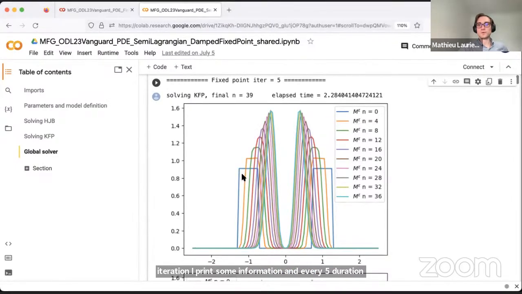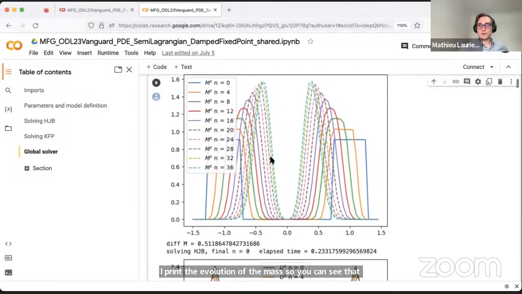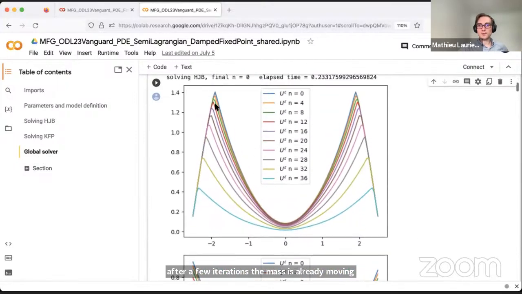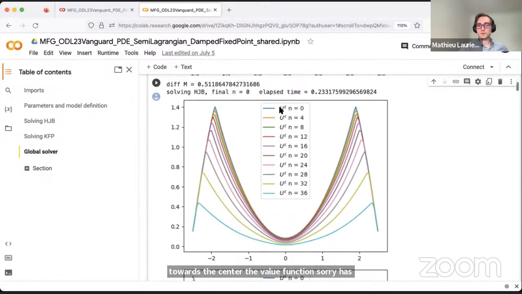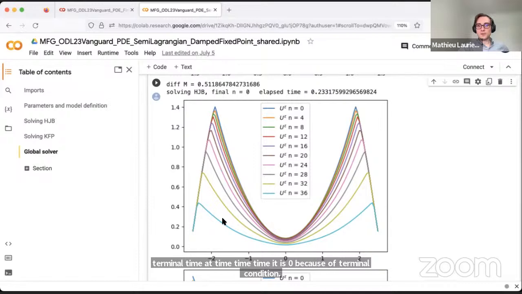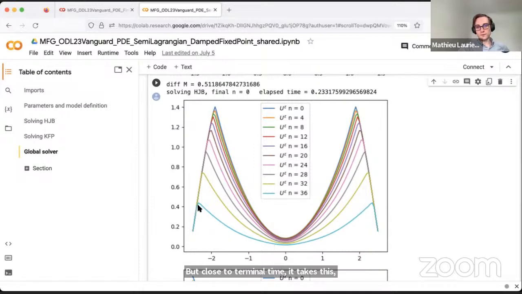So you can see that after a few iterations, the mass is already moving towards the center. The value function, sorry, has taken this shape. So this is U epsilon for different time steps. At terminal time it is 0 because of the terminal condition, but close to terminal time, it takes this convex shape, because we are minimizing.